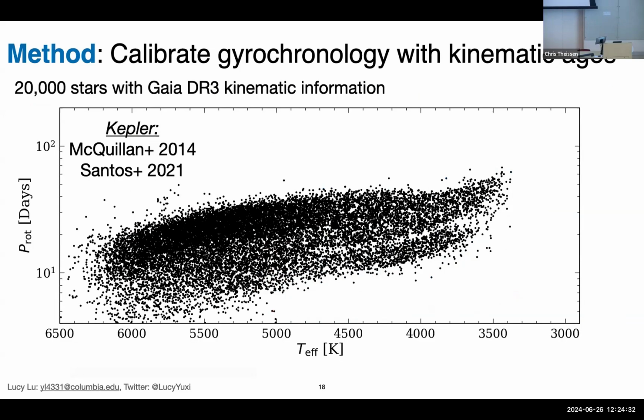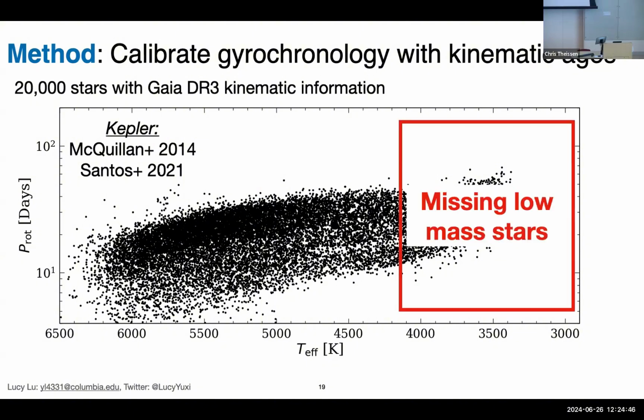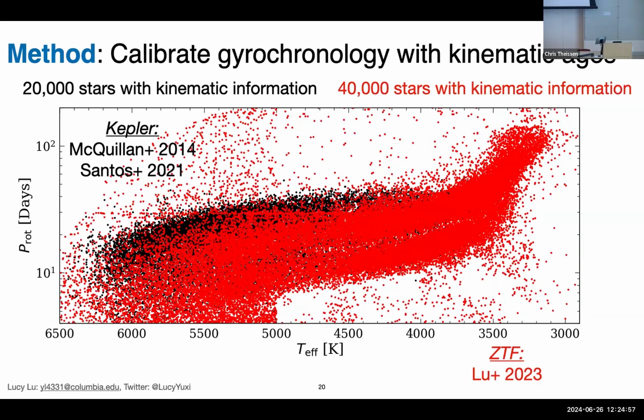So to calibrate gyrochronology, we started with 20,000 Kepler rotators with Gaia DR3 kinematic information, showing here. And as you can see, we're actually missing a lot of low mass stars, which are the prime target for gyrochronology because they spin down faster as they age. I'm not going to go into the detail, but basically we fixed that by using ZTF, and we're able to double the kinematic sample that we have. So in total, we have 60,000 kinematic stars with kinematics from Gaia DR3, from both Kepler and ZTF.